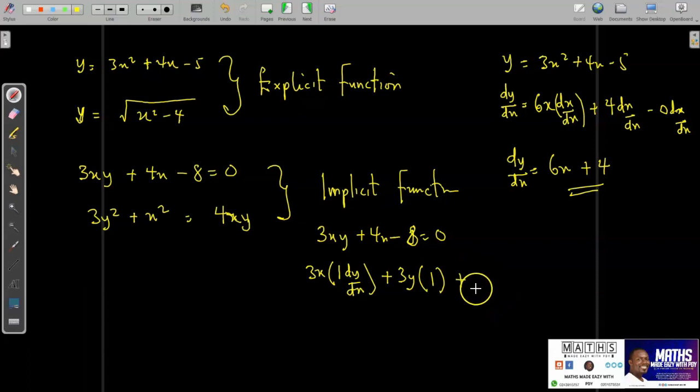You get 4. Then we differentiate 8, you end up getting 0. And all this must be equal to 0. So you end up getting this. Going further, we are going to have 3x dy dx plus 3y plus 4 equal to 0.